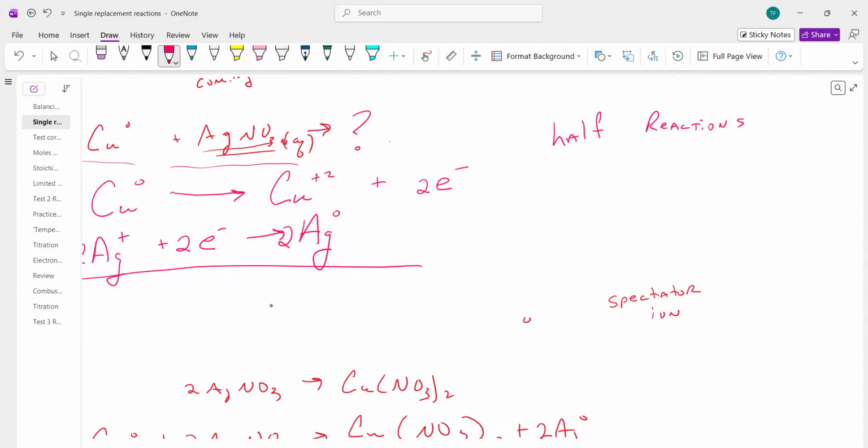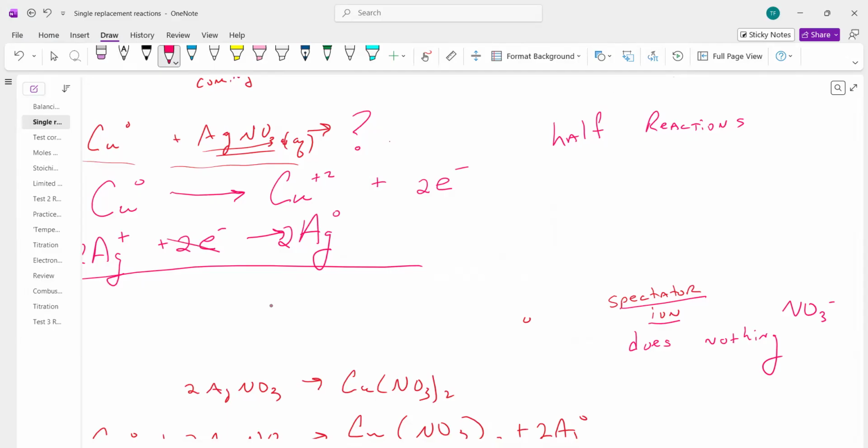All right, and remember we have silver nitrate, not just plain old silver ion. So there's a nitrate here that's called a spectator ion. Spectator ions do nothing. Just like at a ball game, spectators watch, they don't participate. And that in this case is going to be the nitrate ion.